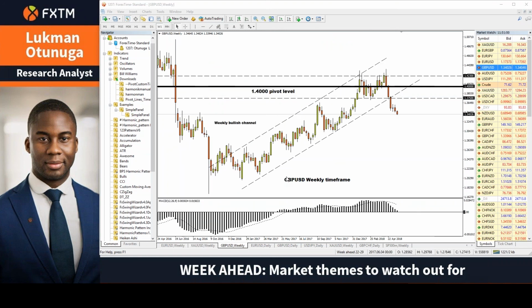I have a chart loaded on the pound US dollar weekly. Four weeks back, a month back, the pound US dollar was respecting a bullish weekly channel. There were consistently higher highs and higher lows, but we can see the breakdown below the 1.375 level has now encouraged a further decline lower towards 1.34.